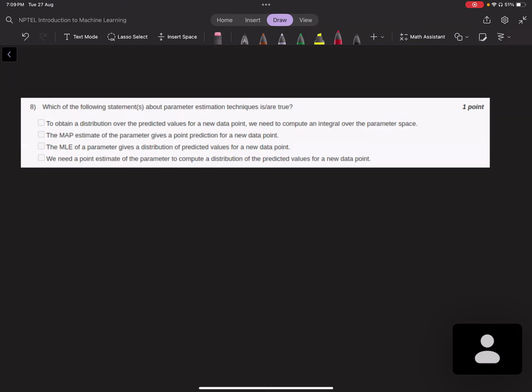So option A is true, and option D is also true, because it's a similar thing. We need a point estimate of the parameter to compute the distribution of the predicted values for a new data point.